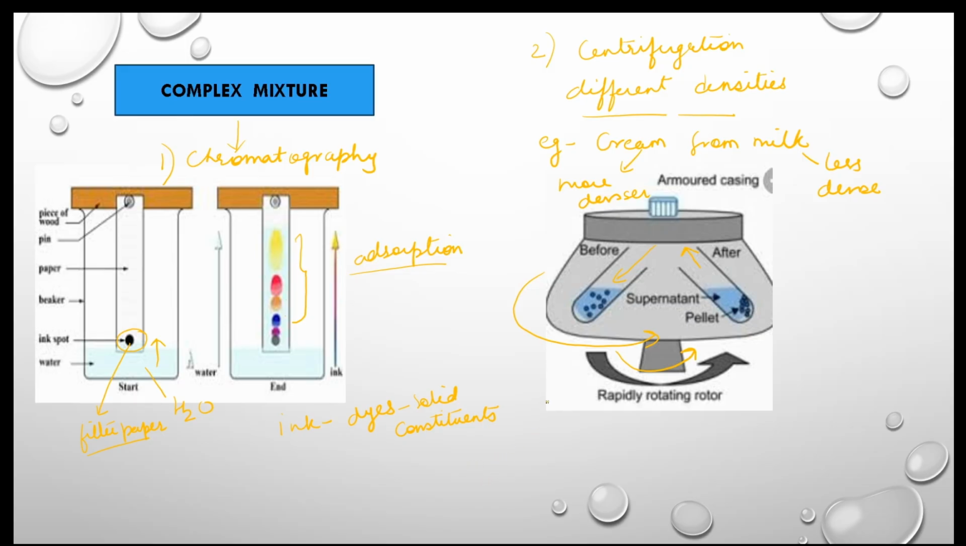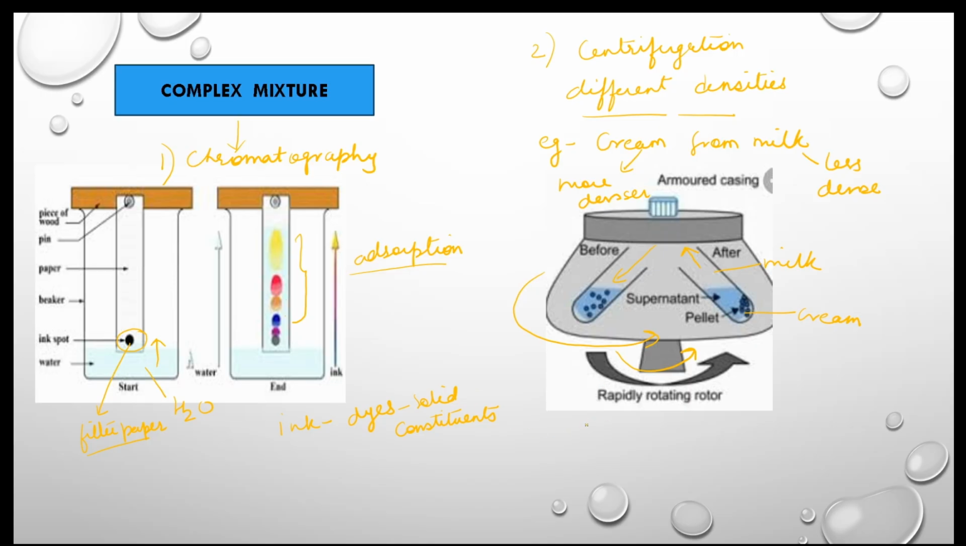Once the rotation is complete, the cream is going to settle down, and milk will be collected on top of the test tube. So what has happened? A revolving object, that is, this apparatus, is exerting a force, because of which the denser particles are settling down. They are migrating away from the axis of rotation, or the axis of centrifugation, and they are settling down at the base of the test tube.